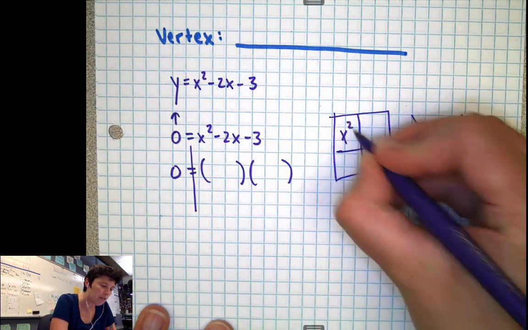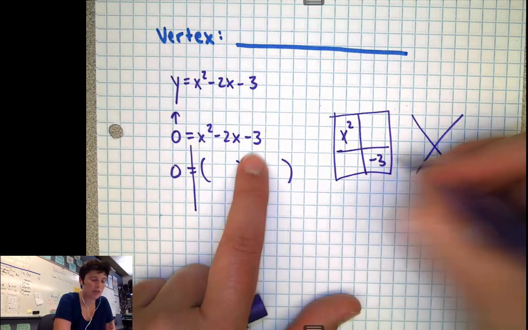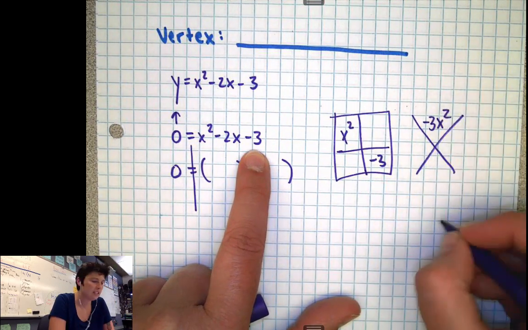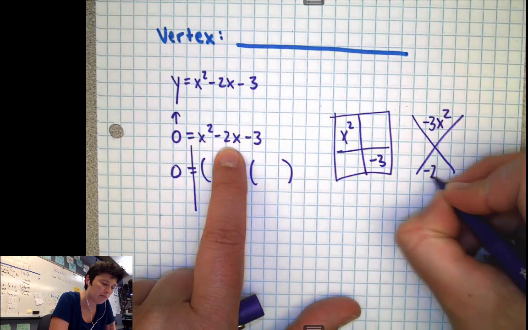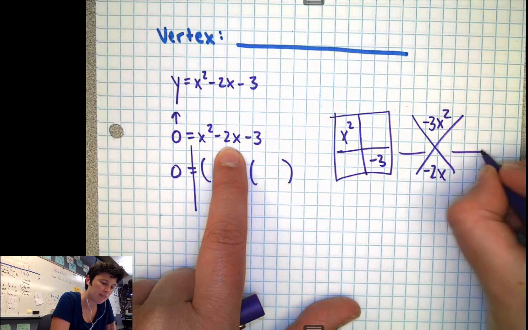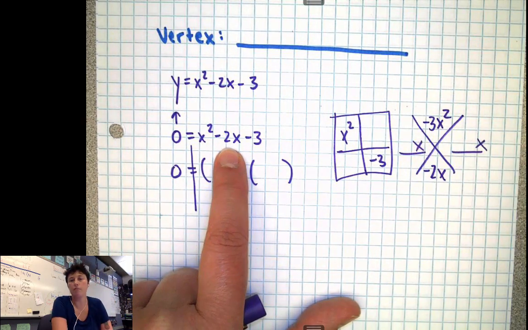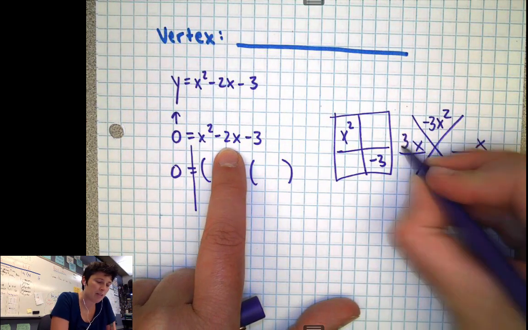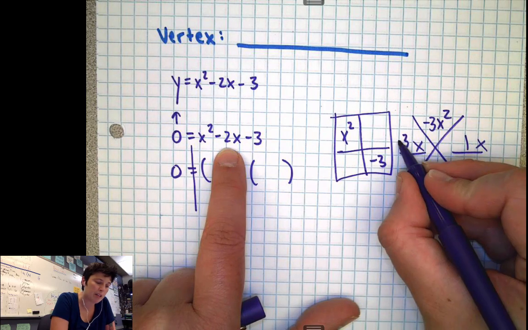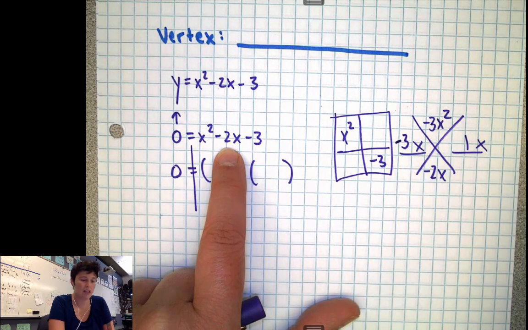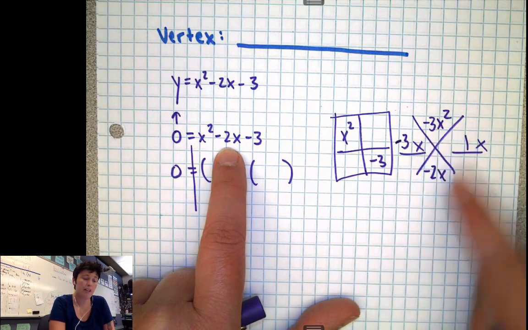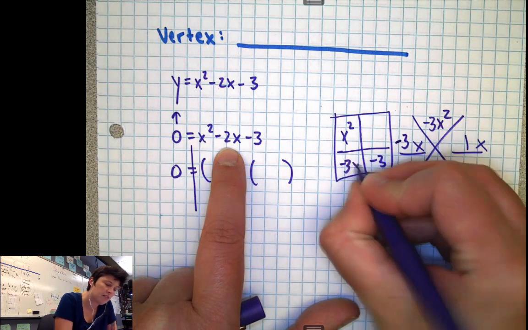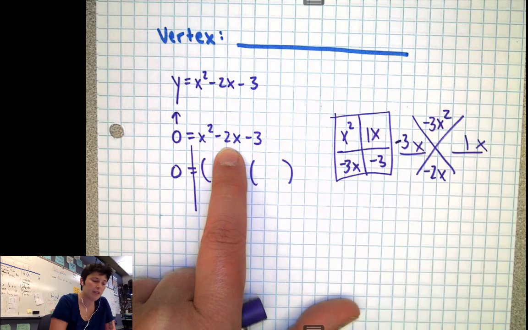X squared goes in the corner, minus 3 goes across from it. Times that together, that's negative 3x squared. Minus 2x goes in the bottom. And we've got to find something that multiplies to 3 but gives us a negative 2. So the only thing I can think of is 3 times 1. But it'll have to be a negative 3 times 1 to give me a negative 3x squared and a negative 2x when I add it. So negative 3x and 1x go in the corners.